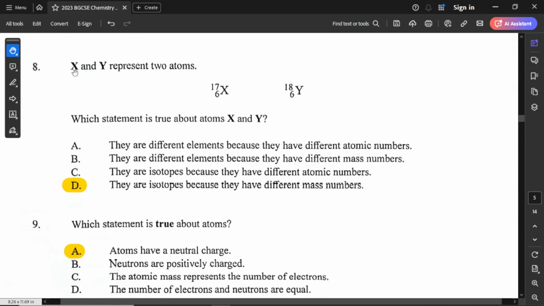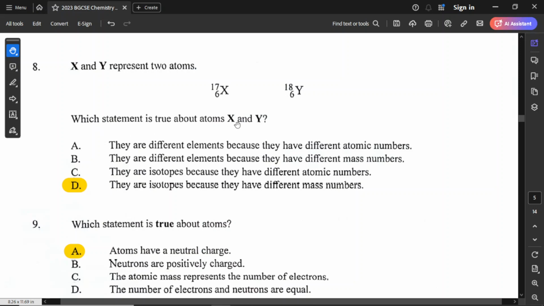Now, for number 8, it said X and Y represent 2 atoms. So notice them carefully. We have X, the mass number is on top because those are the largest numbers. The proton number is at the bottom because those are the smaller numbers, and they have the same proton number, which means that they are the same element.